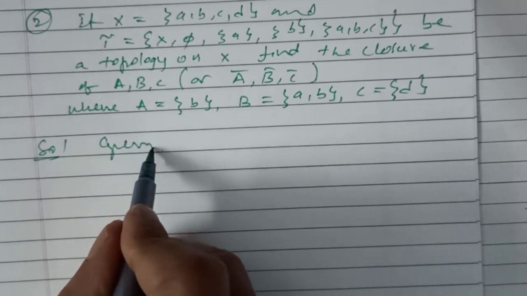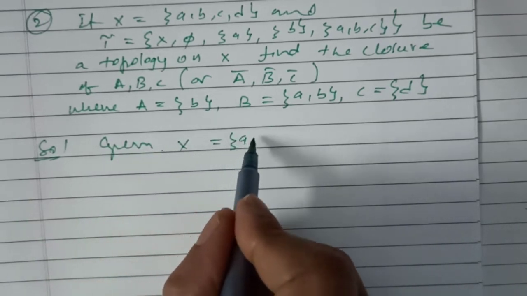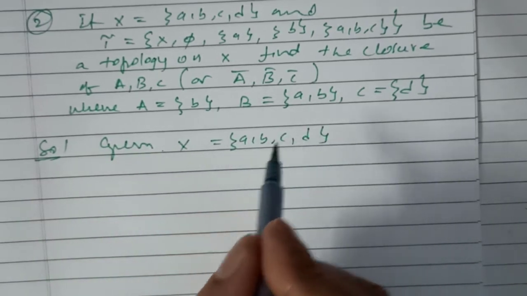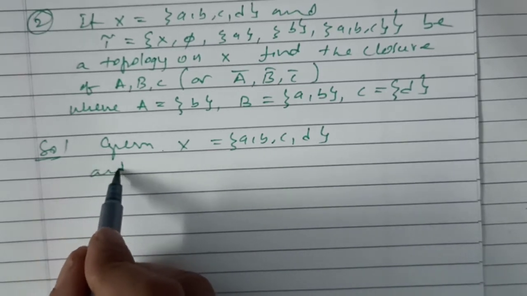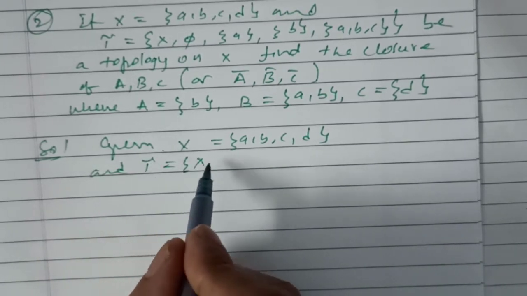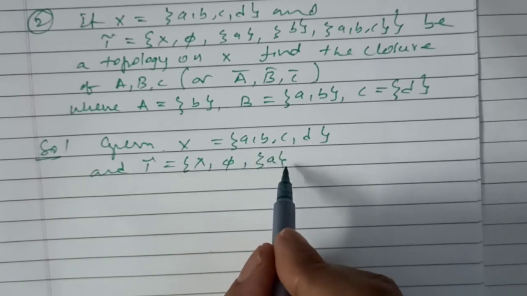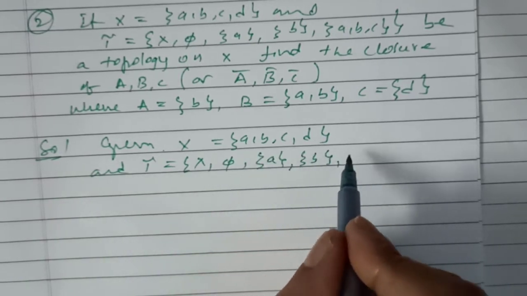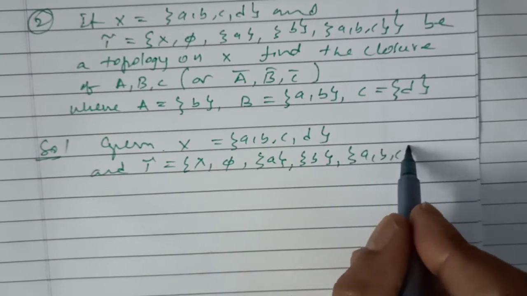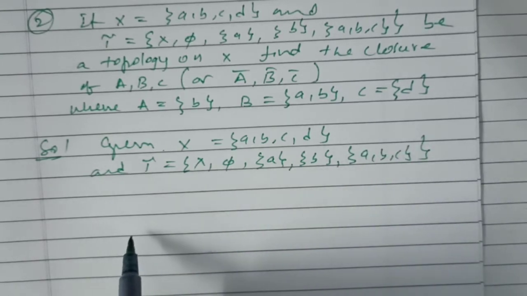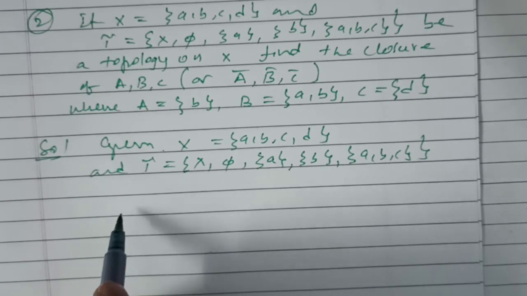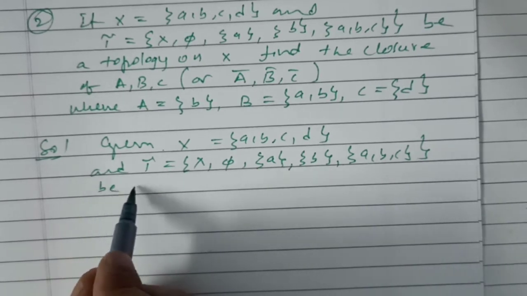Given X is equal to {a, b, c, d}, and tau is equal to {X, phi, {a}, {b}, {a, b, c}}. This is a non-trivial topology. Let it be a topology on X.